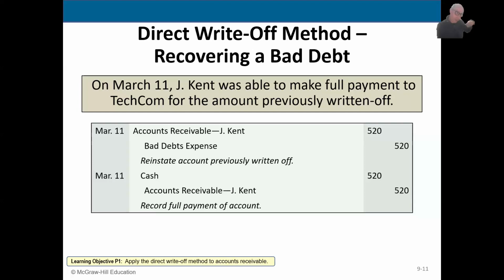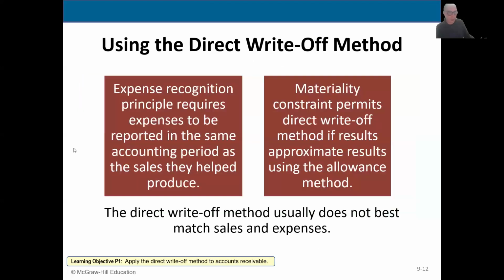And then I receive the cash right away. Debit cash 520, credit account receivable 520. Yeah. So sometimes that happens too, right? That's a good thing when they come back and they pay. So, the good and bad with direct write-off method.